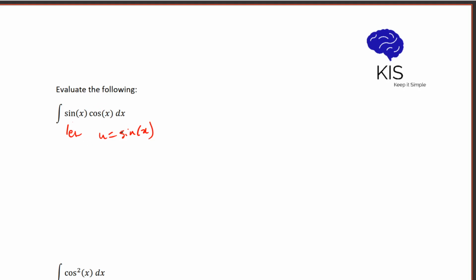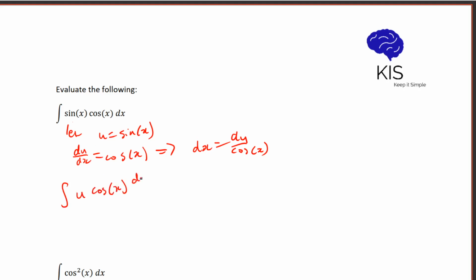u equals sine x, du dx equals cos x, dx equals du on cos x. So then, if I write the whole thing out, I'll have u cos x times du on cos x. The cos x's will obviously cancel each other out. This is just u du, and then that's going to be u squared on 2 plus c, which is sine squared x on 2 plus c.